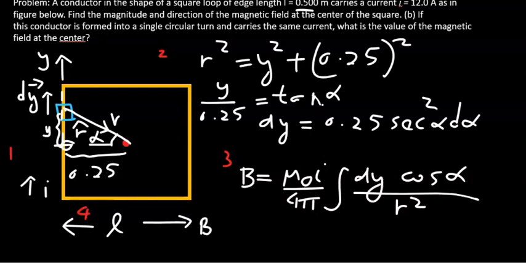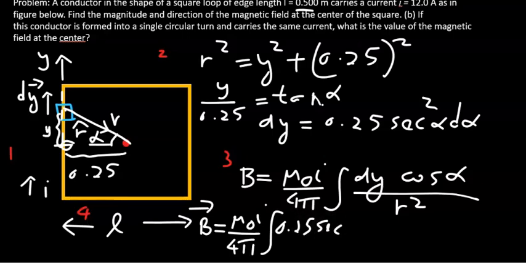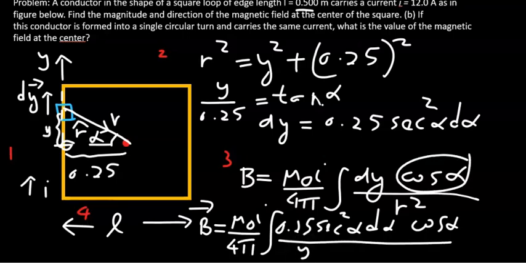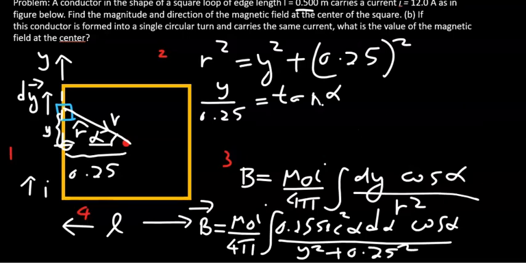So let's substitute all this information inside the integral. So you have mu naught I over 4 pi integral, dy is 0.25 secant squared alpha d alpha. Don't forget the cosine alpha, that's that term, over r squared. r squared is y squared plus 0.25 squared. Since y is 0.25 times tangent of alpha, y squared is 0.25 squared tangent squared alpha.